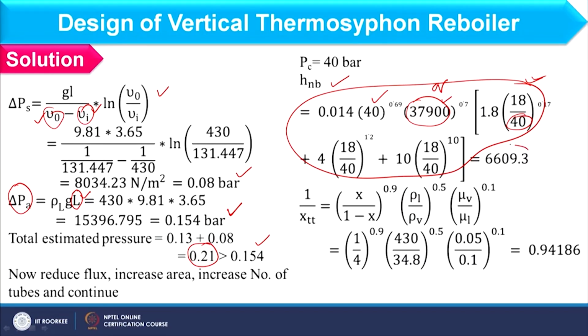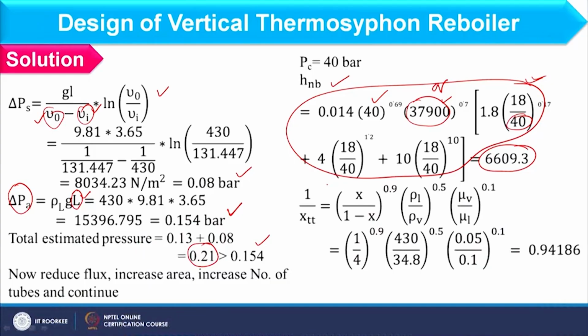However, in the ideal case, the flux which maintains the pressure drop in the system should be considered over here, but because we have carried out only one iteration, we should consider the maximum flux as the Q value, right. So, considering all these, we can find out the HNB value as 6609.3 watt per meter square degree Celsius.